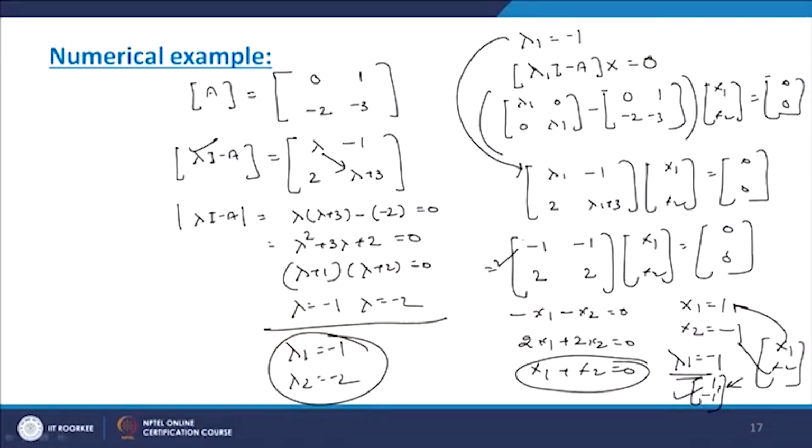So how do you determine it? For that purpose I am taking the same example. See here, for lambda 1 equals minus 1, we have got this equation, and after that we solve. What we are doing is, we are not moving these steps.